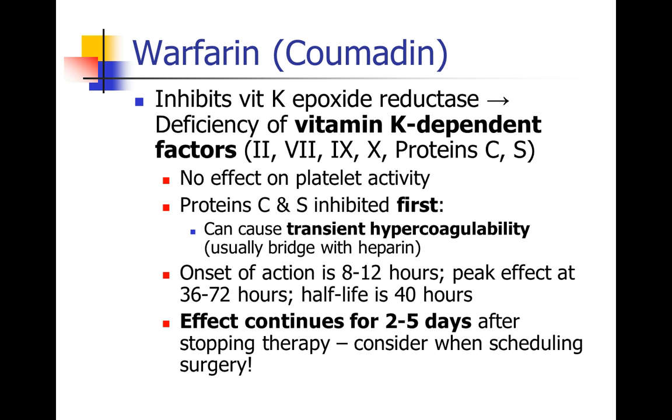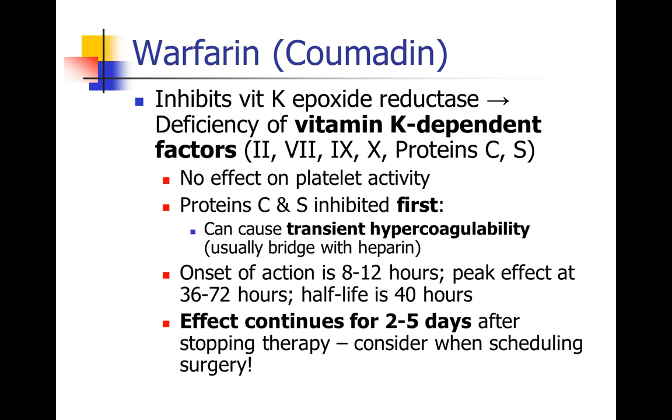The way warfarin works is by inhibiting an enzyme called vitamin K epoxide reductase. This enzyme basically is involved in the synthesis of certain coagulation factors. Specifically, those factors are 2, 7, 9, and 10. And so patients who get warfarin become deficient in those 4 factors. They also become deficient in protein C and protein S, which are actually anticoagulants, and we'll talk about that in just a moment.